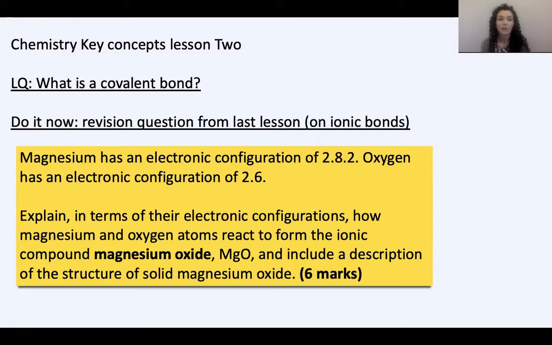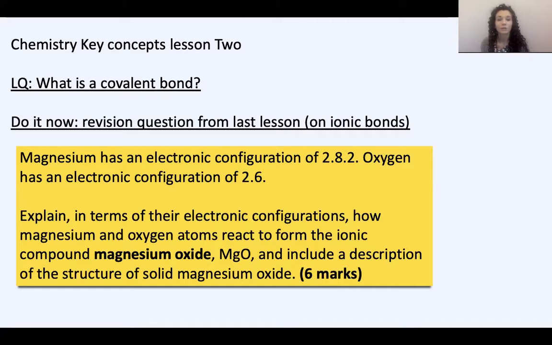Okay, so I'll do a revision question from last lesson, and it's on ionic bonding. If you need to pause the video and have another look at last lesson, or have a quick look at BBC Bitesize about ionic bonding, you can do that now. But it's fine if you just want to have a go. We looked at this question at the end of last lesson, and remember I said we'd pick it up at the beginning of this one.